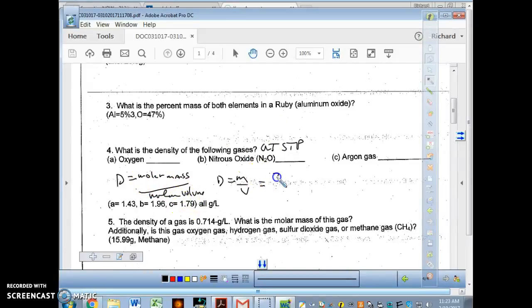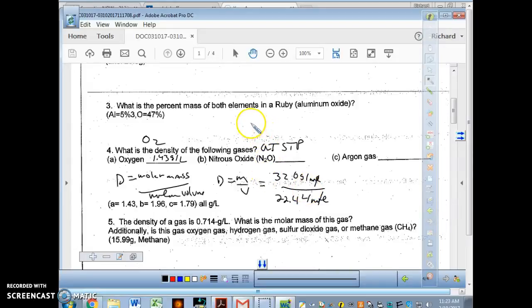So the molar mass of oxygen, O2, is 32 grams per mole. We're going to divide that by the molar volume, which is always 22.4 liters per mole. So 32 over 22.4 is 1.43, and the unit's going to be grams per liter because the moles will cancel.